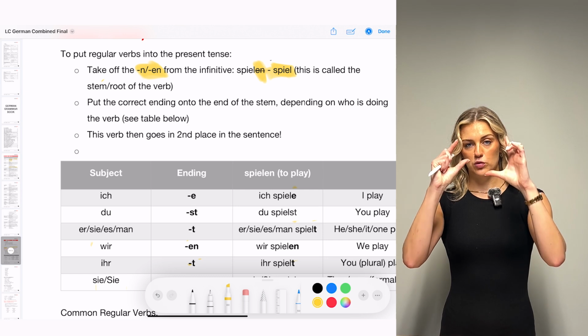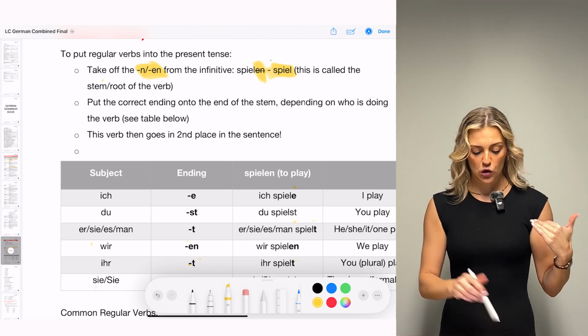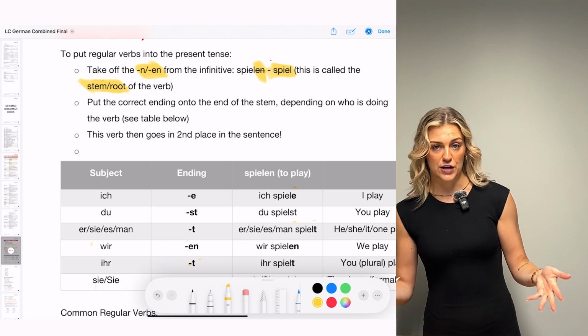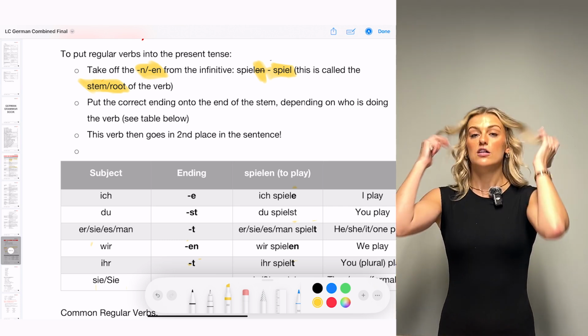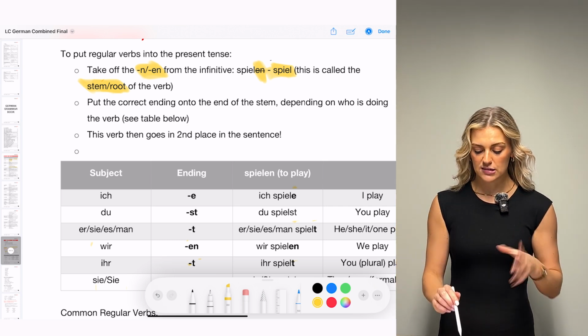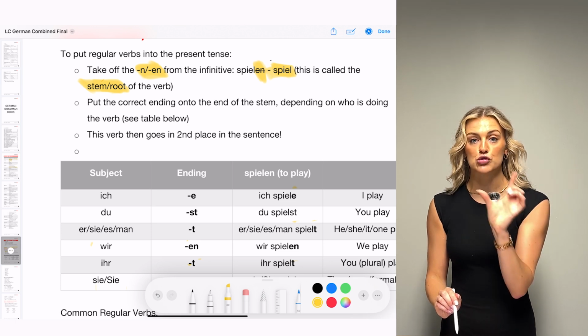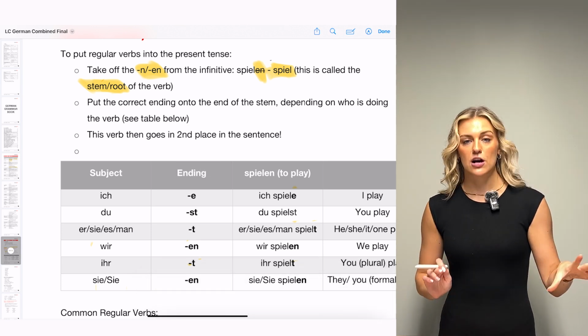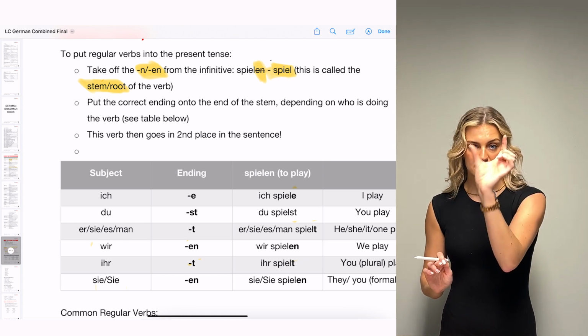Forget about it, it's gone, nimm das weg, and we're left with spiel, all right? This form of the verb, once we take off the n or en, is called our stem or our root. That's not overly important, but if you hear me referring to it, that's its grammatical term, all right? So when you take off the n or en, we're left with this small form of the verb, our root or stem, okay? So that's our first step. So Nummer 1, we take off the n or en, okay, and we're left with this stem.